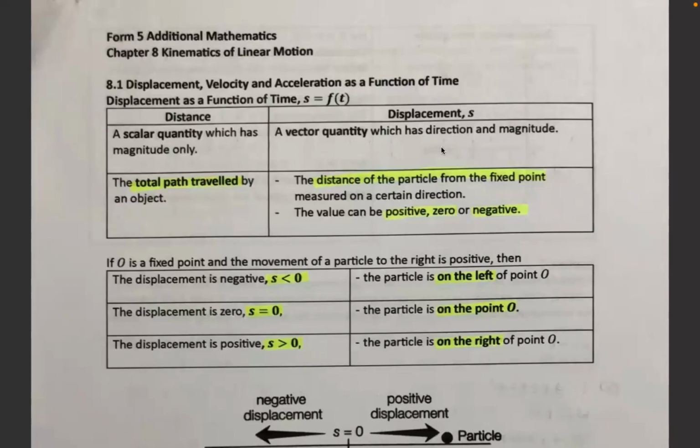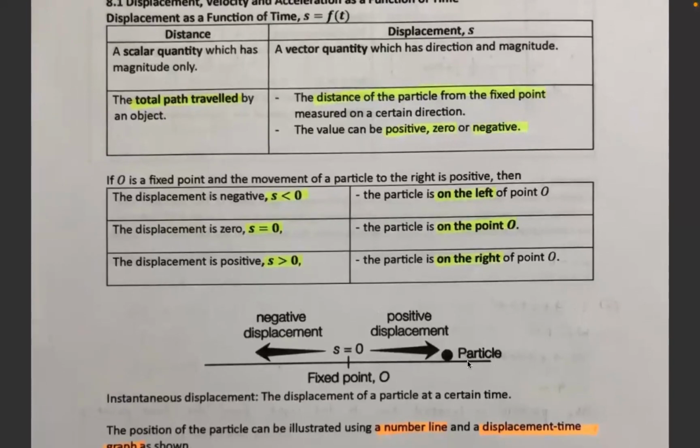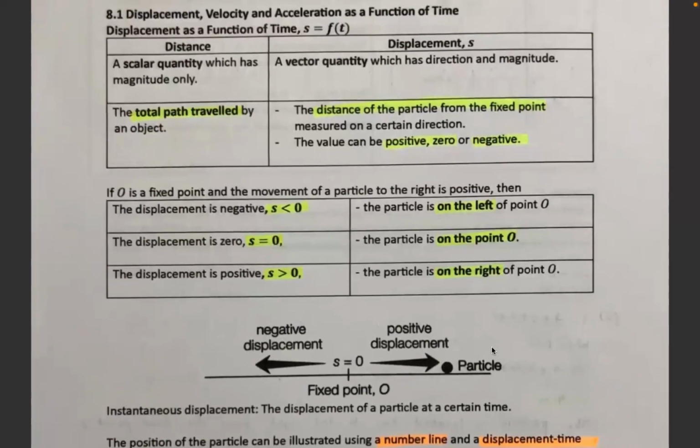Whereas for displacement, it is a vector quantity which has direction and magnitude. And the definition for displacement is the distance of the particle from the fixed point, usually fixed point O, measured on a certain direction. So let's check this diagram. Let's say we have a particle that is on the right of the fixed point O. Generally, in this chapter, when the particle is on the right, we will say that it has a positive displacement.